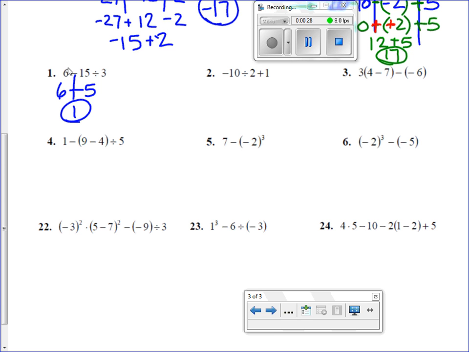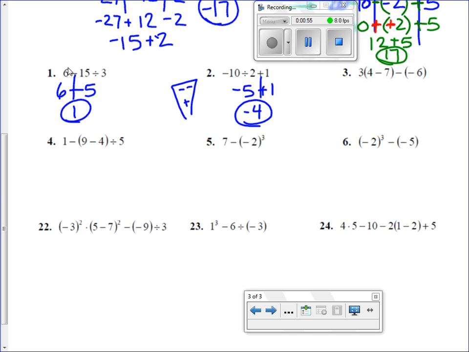For number 2, here's my alley with my plus sign here. So I'm going to do my division. Negative 10 divided by 2. If you need our buddy Digby, here he is. All right, so we end up with a negative 5 plus 1. I have more negatives than I have positives. I'm going to subtract, and I have negative 4 as my answer.